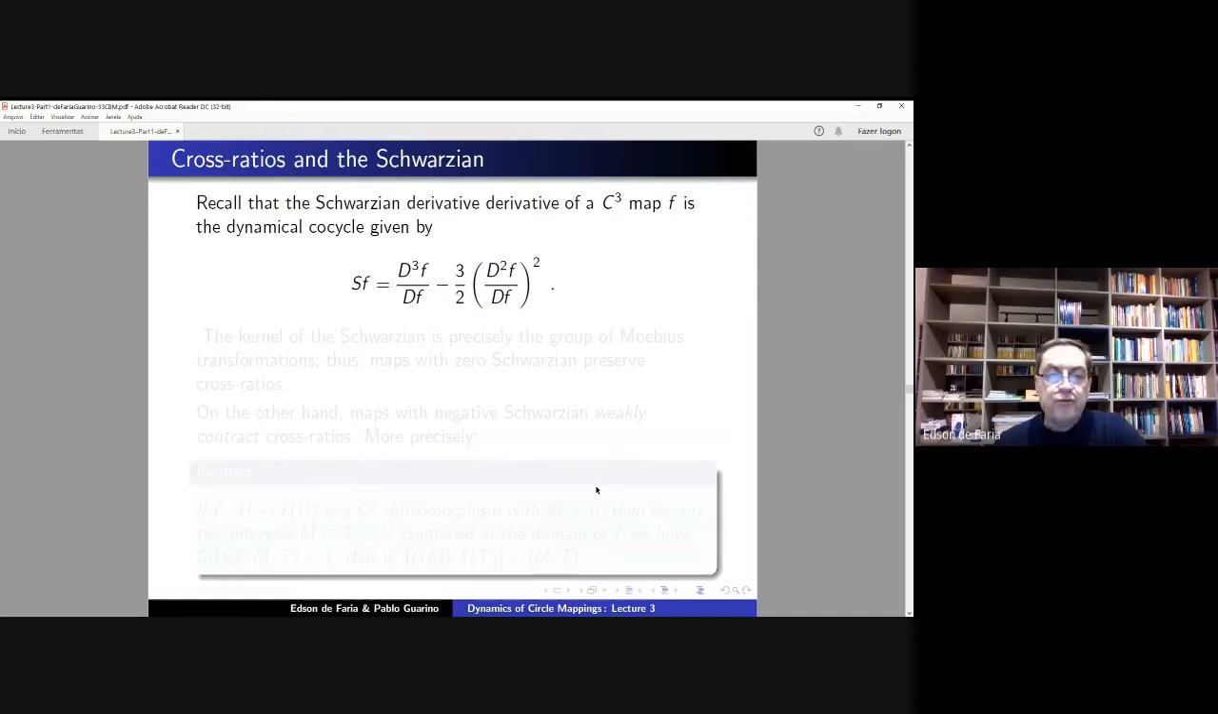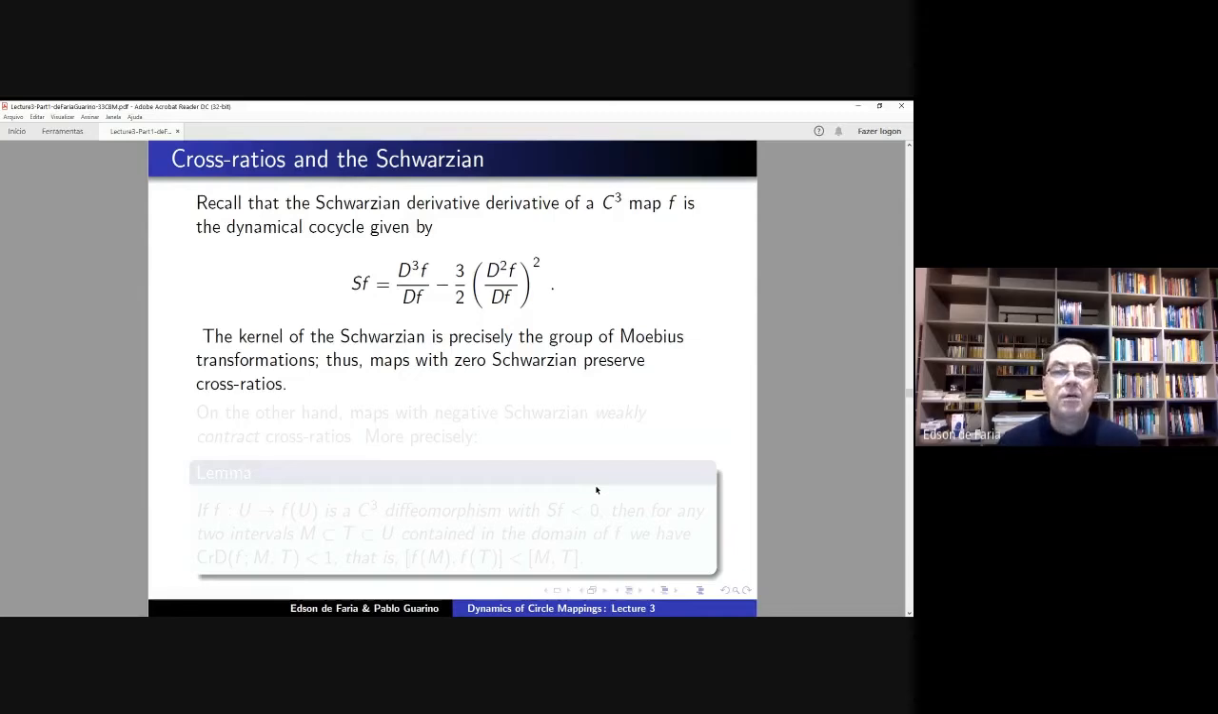But if you set the Schwarzian of F equal to 0 and you solve this differential equation, you realize that the solutions are precisely the Möbius transformations, okay? So the kernel of the Schwarzian is the Möbius group. So in particular, maps with 0 Schwarzian preserve cross ratios. So what about maps that don't have 0 Schwarzian?